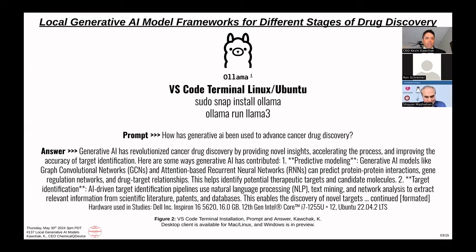And it says this, it says generative AI has revolutionized cancer drug discovery by providing novel insights, accelerating the process and improving the accuracy of target identification. So it went on for 4 different bullet points here, this is number 1, and it gave a very good response. Now, the pros of using local LLMs is you can have your tokens as much as you want. You're not getting charged, right? So say, for instance, if you use something like GPT 3.5 Turbo versus GPT 4.0, it's 10 times the amount for both input and output tokens.